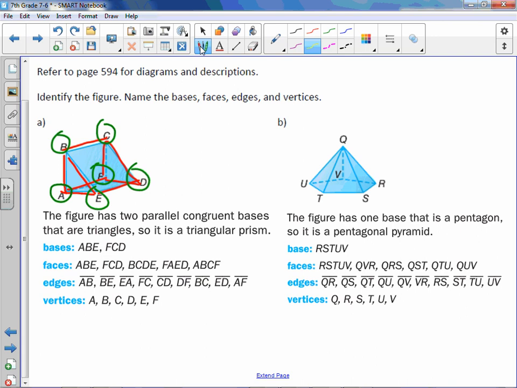The edges are QR, QS, QT, QU, QV, and then VR, RS, ST, TU, and UV. And your vertices are Q, R, S, T, U, and V.